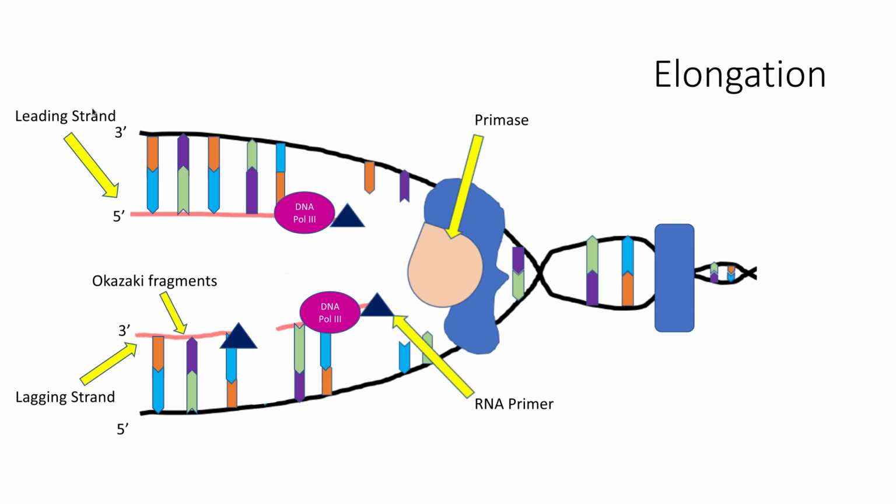This creates a leading strand with continuous replication and a lagging strand that is created by discontinuous replication. The discontinuously created strands are known as Okazaki fragments.